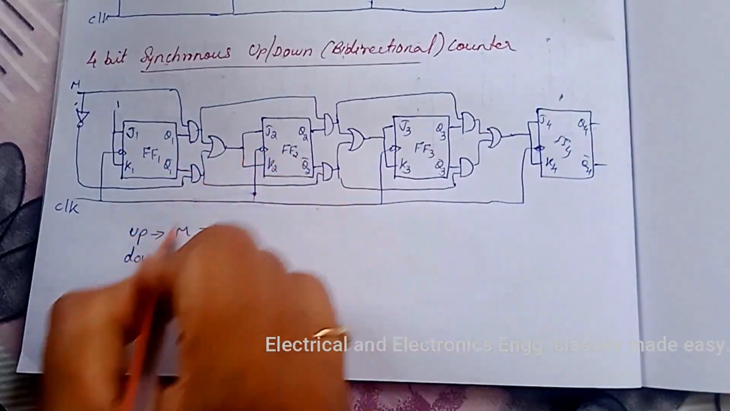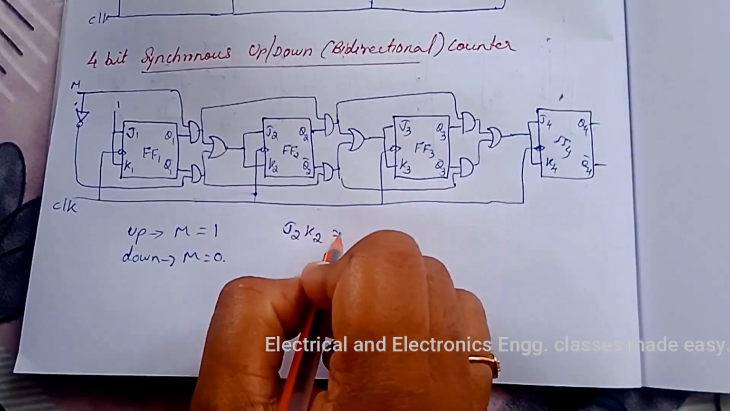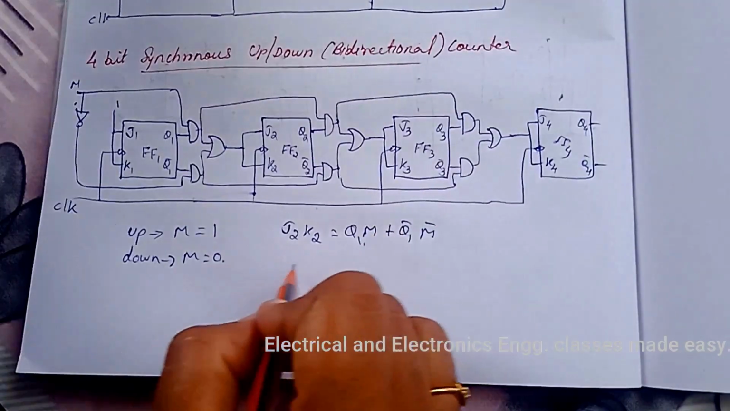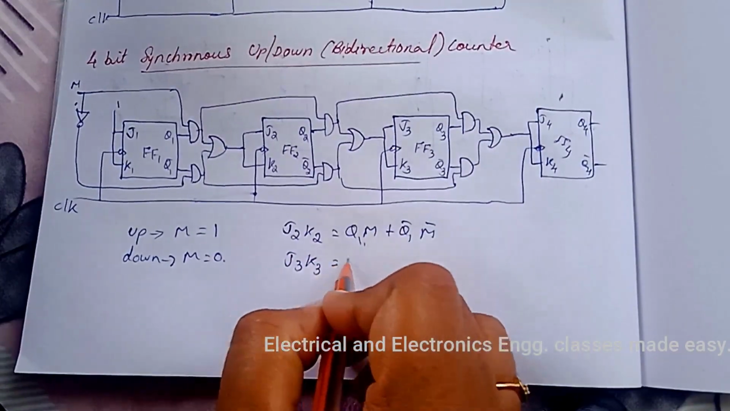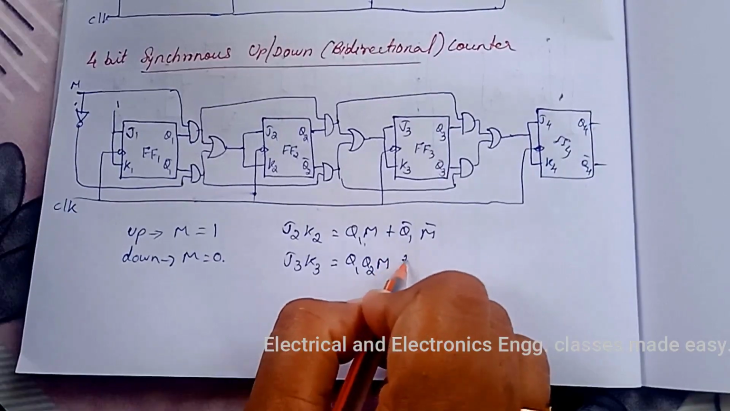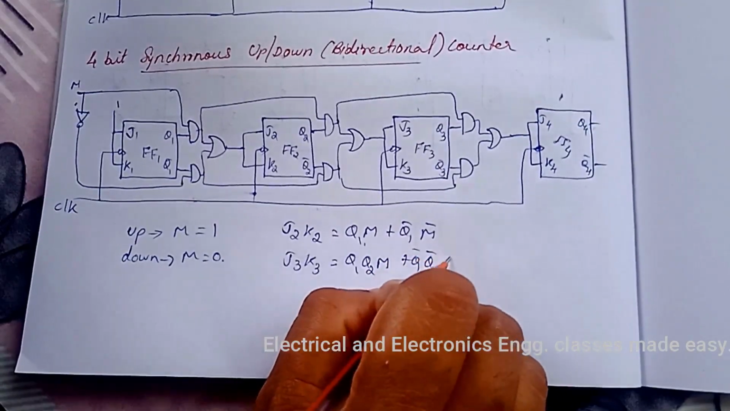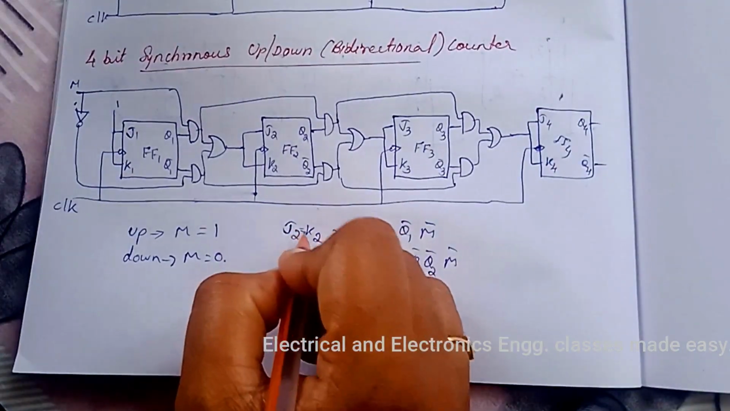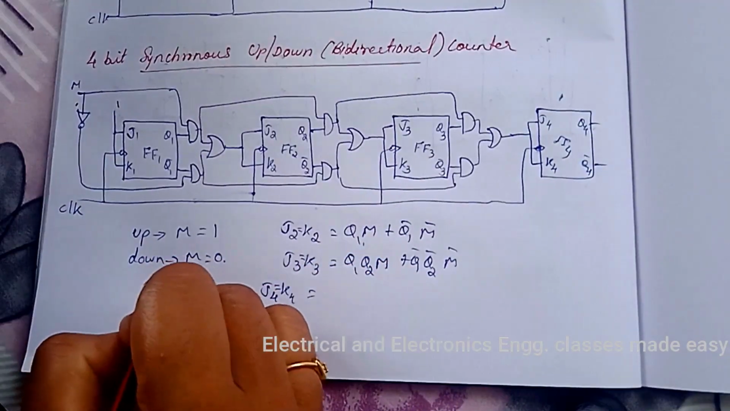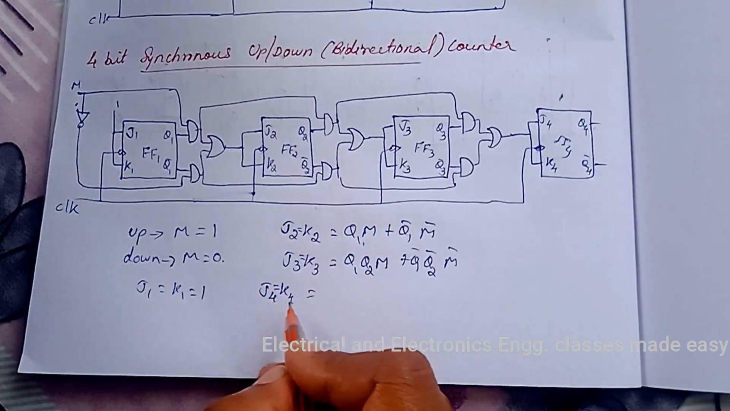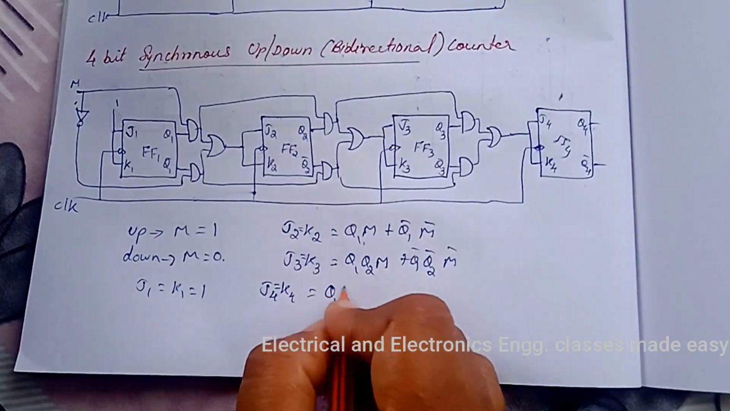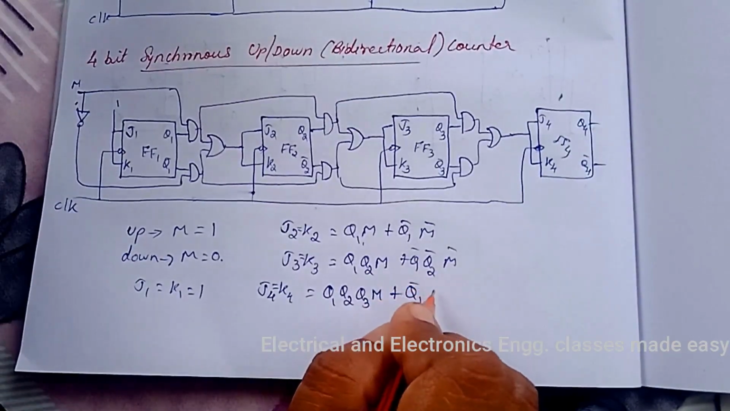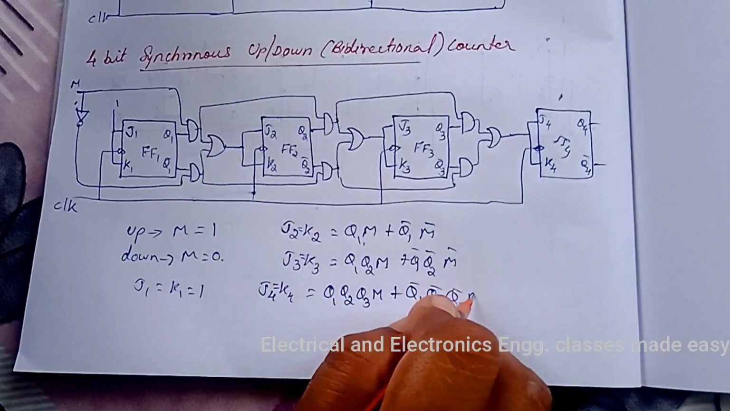And J2, K2 is equal to Q1 M plus Q1 bar M bar. J3, K3 is equal to Q1 Q2 M plus Q1 bar Q2 bar M bar. And J4, K4: J1 equal to K1 equal to 1, and J4 equal to K4 equal to Q1 Q2 Q3 M plus Q1 bar Q2 bar Q3 bar M bar.